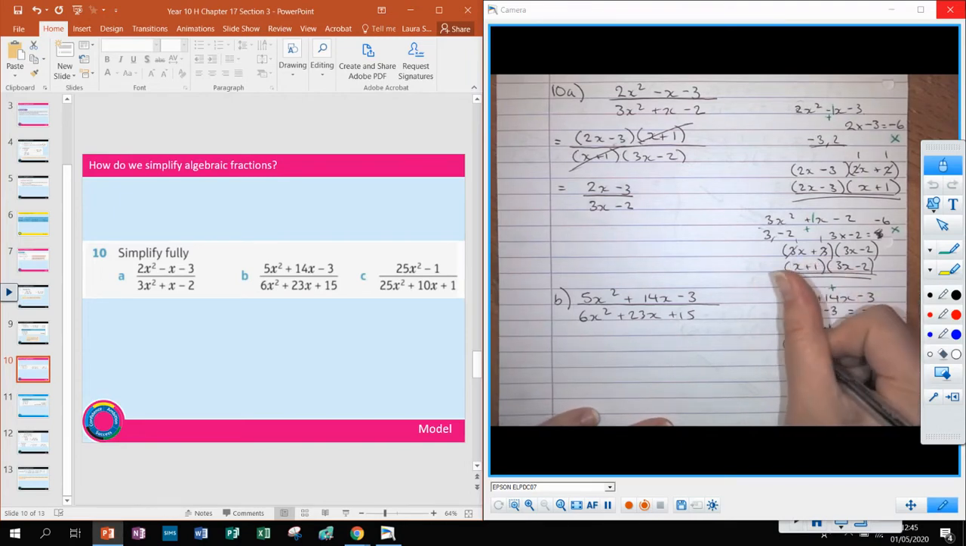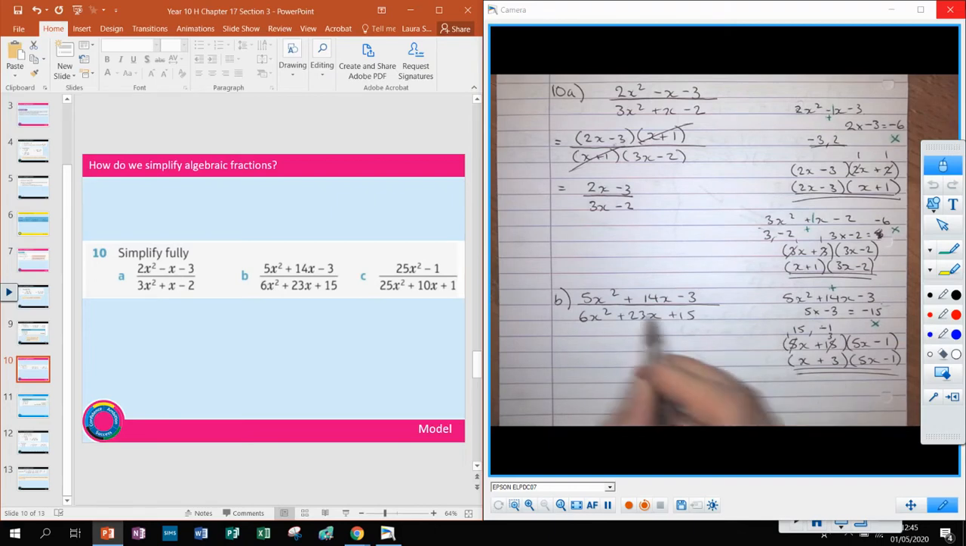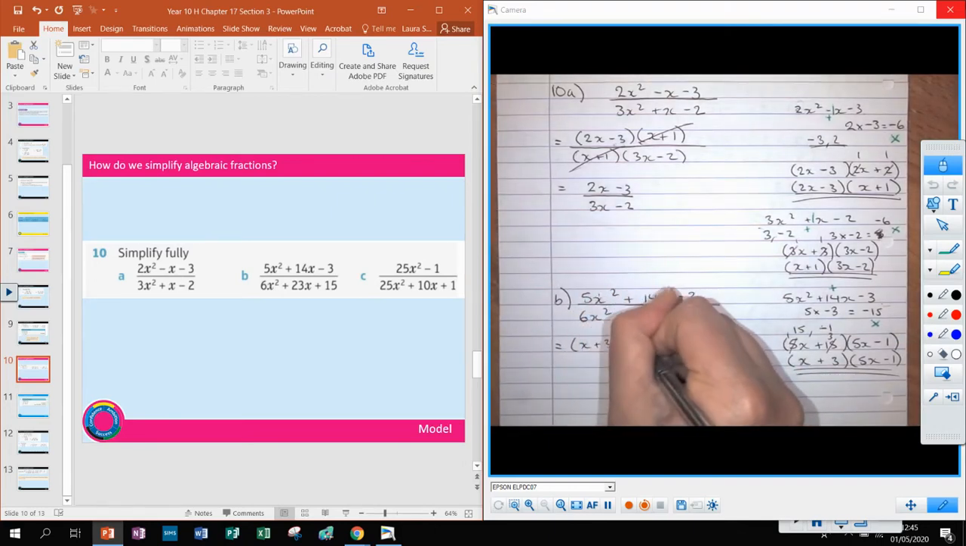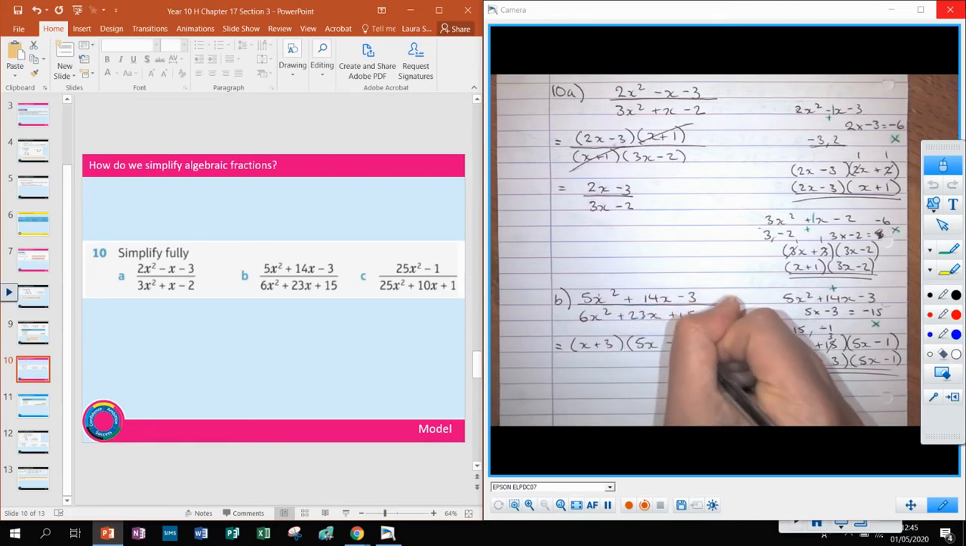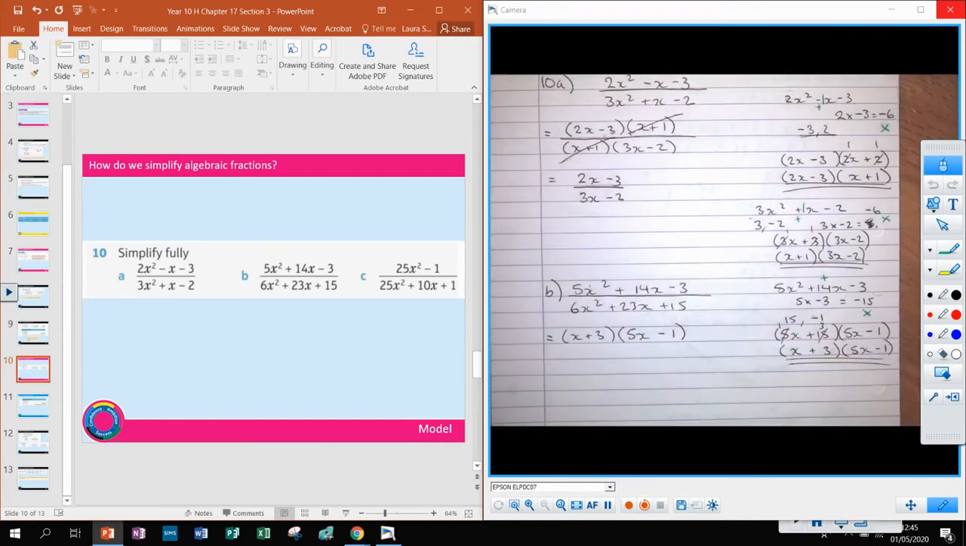This time my coefficient is 5, so I've got 5x in both brackets, okay, and we have a 15, so plus 15, and then a minus 1. All right, this is the one that cancels down. That becomes a 1. That becomes a 3 when I divide by 5. So finally I have x plus 3 and 5x minus 1, okay, and we can now replace my numerator with the factorized version of x plus 3 and 5x minus 1. Okay, so hopefully that works. Let's take a look at the next one.